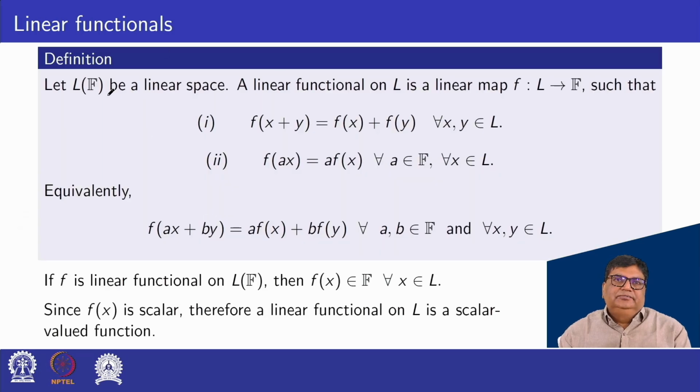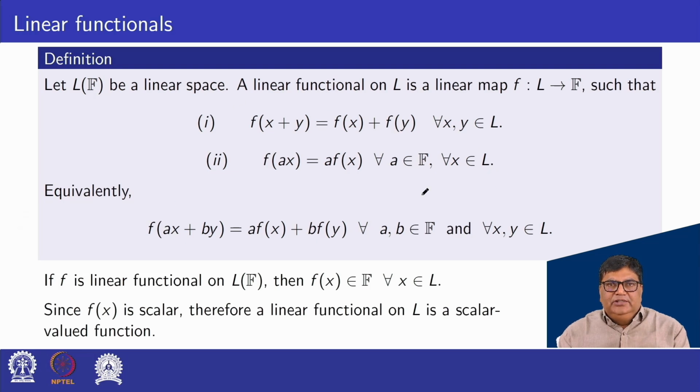Linear functionals. Definition: let L be a linear space over the field F. A linear functional on L is a linear map f from L to F such that f of x plus y is equal to f of x plus f of y for all x, y belonging to L, and f of ax is equal to a f of x for all a belonging to F and x belonging to L.